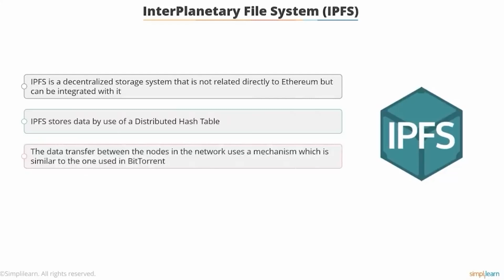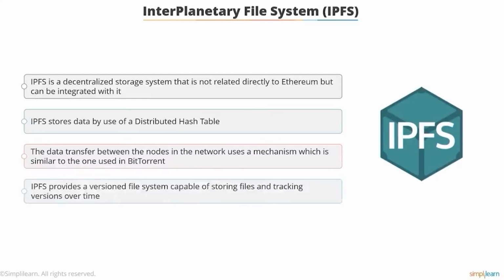The data transfer between the nodes in the network uses a mechanism which is similar to the one used in BitTorrent. It also provides a versioned file system capable of storing files and tracking versions over time. Thus, it defines how files move across a network, making it a distributed file system. By combining all of these properties, IPFS is enabling a new permanent web and augmenting the way we use existing internet protocols like HTTP.